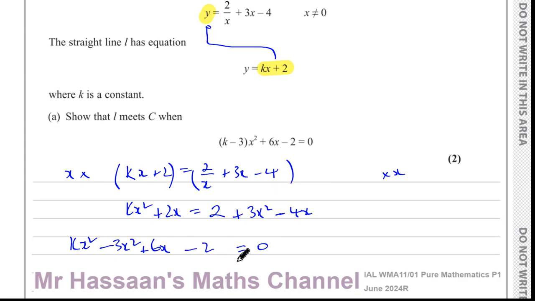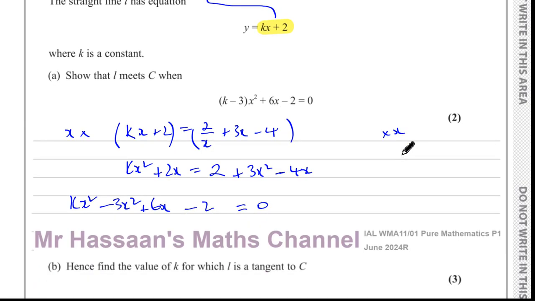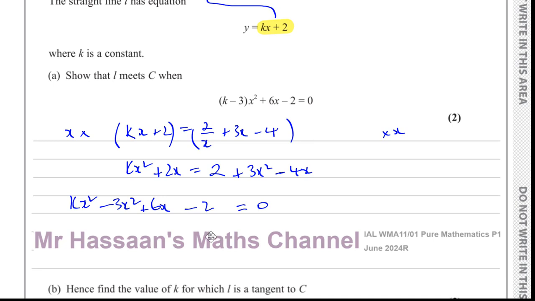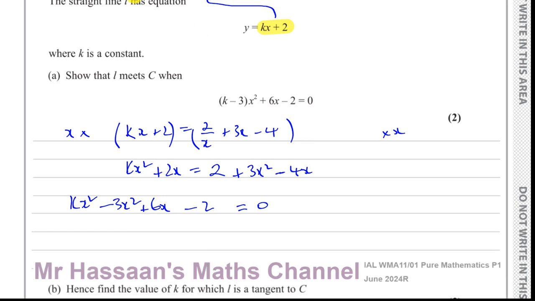You end up with this, and you can see that we're almost there. The only thing left to do here is to take the k out as a factor from those two x squared terms. So what we can do here is write this as k times, in brackets, x squared minus 3x squared. In fact, what we did is the opposite. No, actually, sorry, my bad, x squared is what's common. So we're going to take out x squared as common, and we're going to have k minus 3.